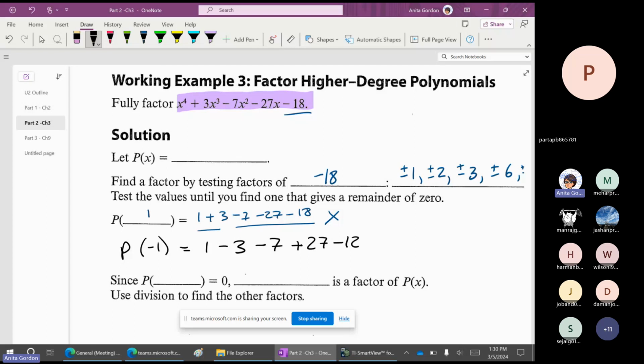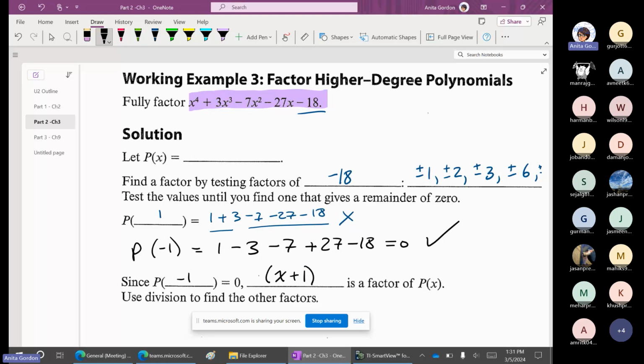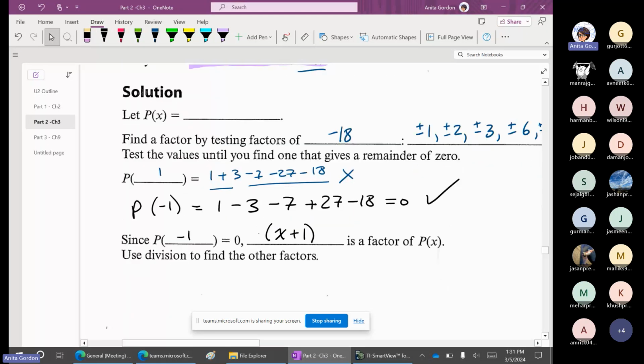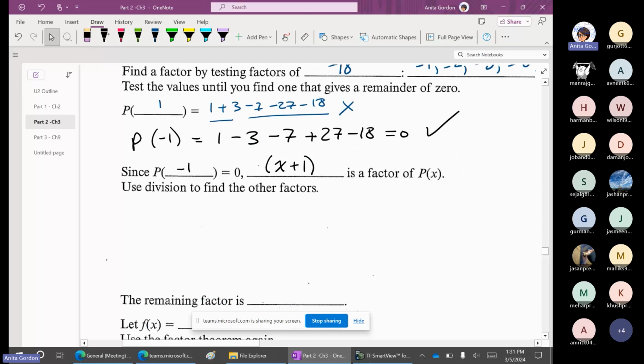Right, because all the x's are 1, and I'm just looking at the sign. If you see an even degree, that's going to give you a positive sign. Sorry, an odd degree gives you a negative 1. Does this work? Yes? Awesome. Since p of negative 1 equals 0, then my first factor is x plus 1. Again, let us use some synthetic division, figure out what's left over.